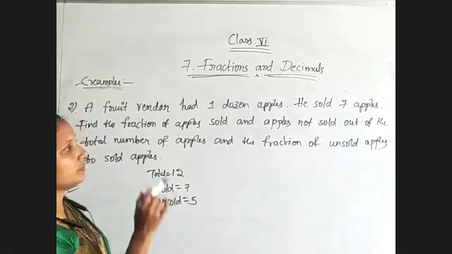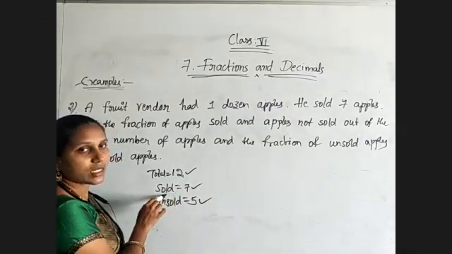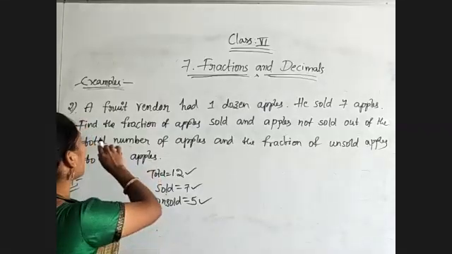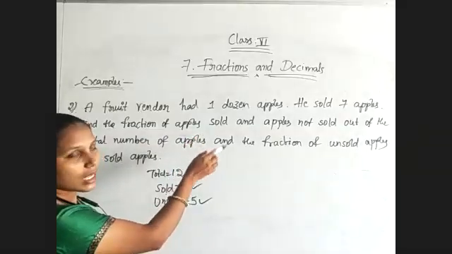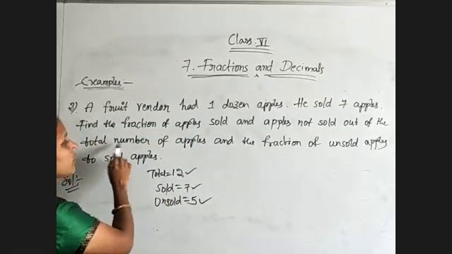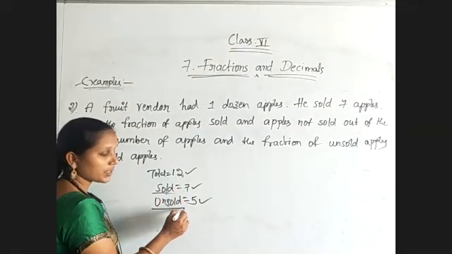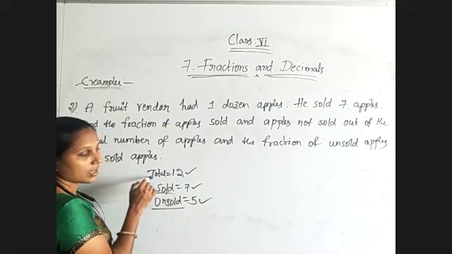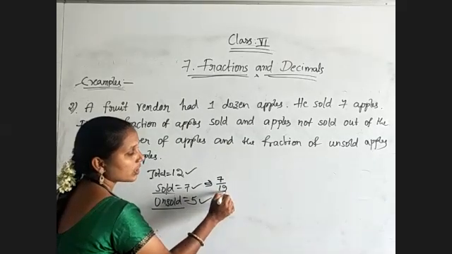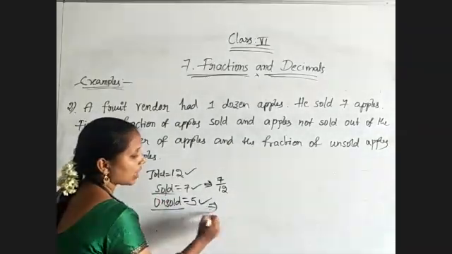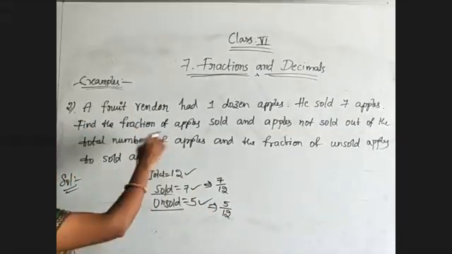Okay. So now just observe, we have the total number of apples as well as sold apples and unsold apples. Now observe the question. Find the fraction of apples sold and apples not sold out of the total number of apples. That means we need to find the fraction of sold apples and unsold apples out of the total apples. For this, we get 7 apples were sold out of 12 apples, and unsold apples are 5 out of total 12 apples. Those are the two problems.